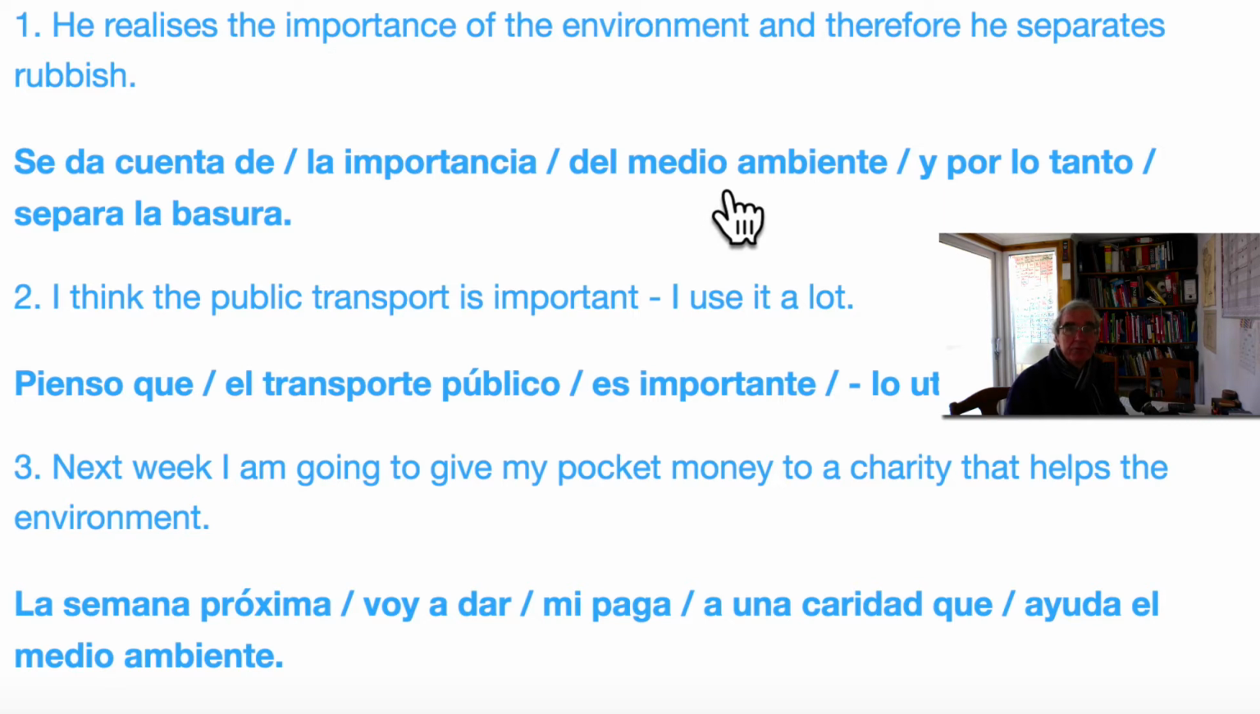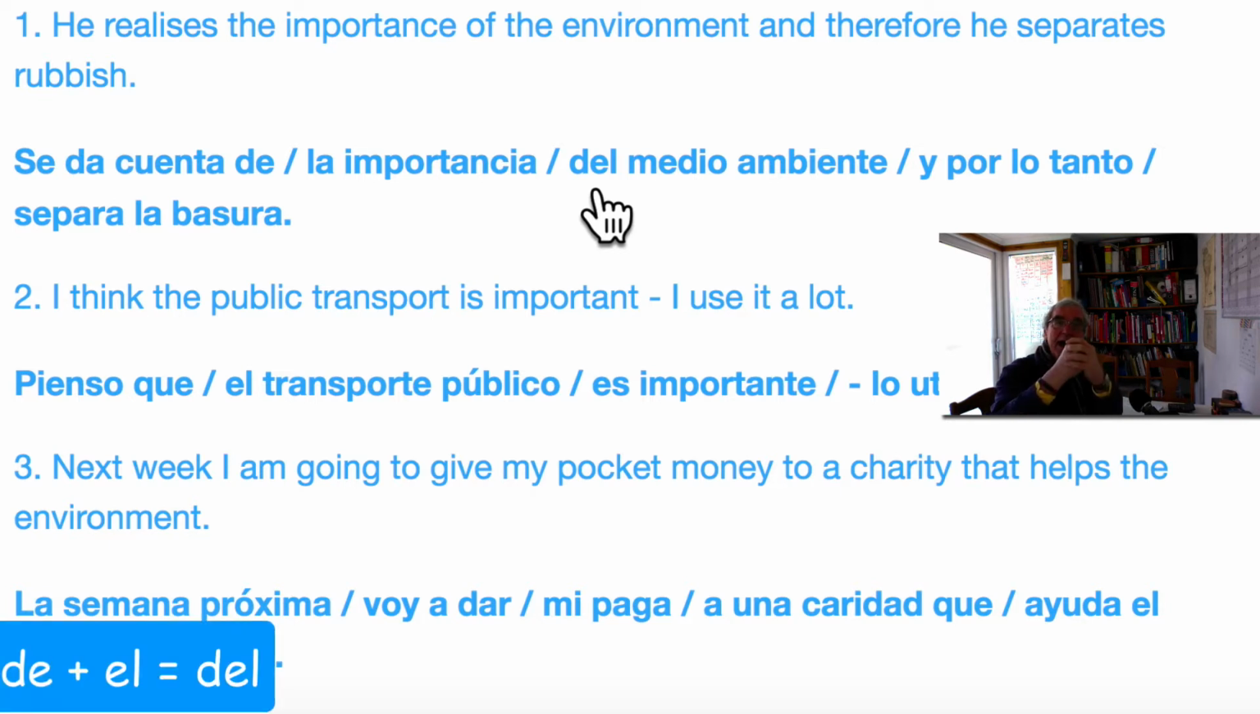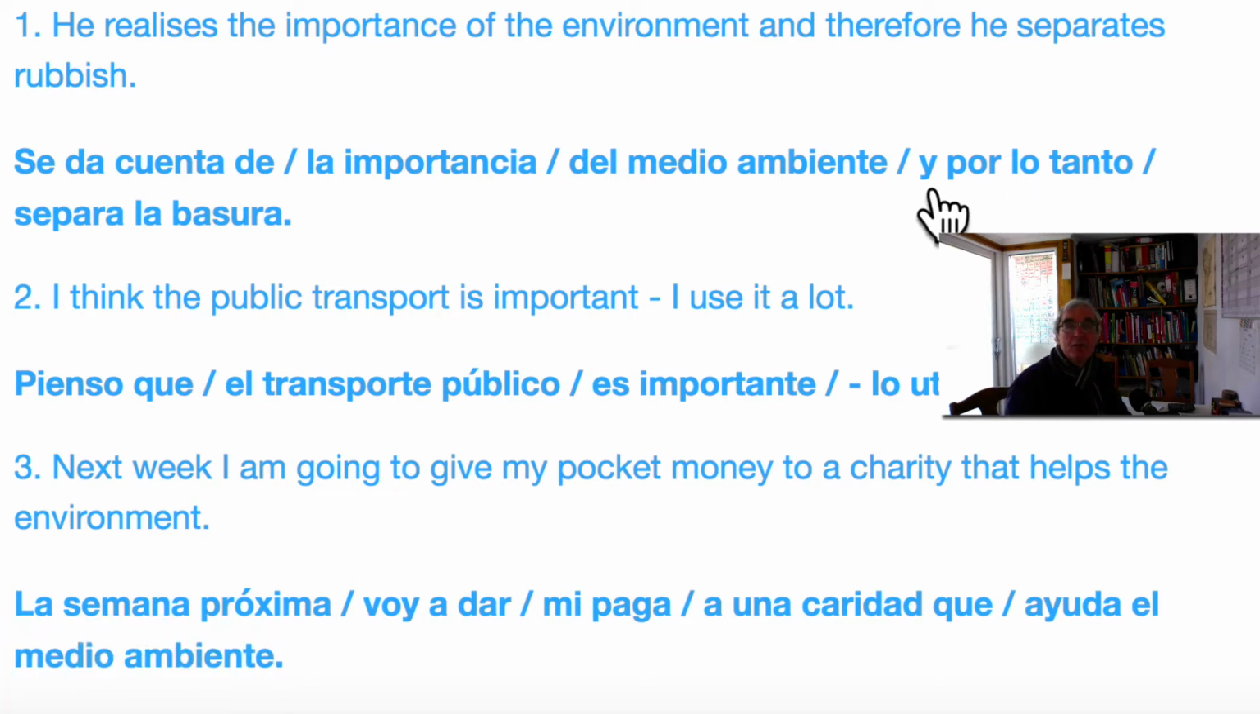del medio ambiente, of the environment. Now notice here, of the, de and el, have got together and they actually fuse together and now form del. So there you've got del medio ambiente. And therefore, y por lo tanto, great expression to know in Spanish, therefore, por lo tanto, separa la basura. Separa la basura, he separates the rubbish.